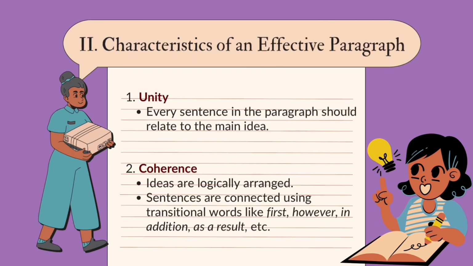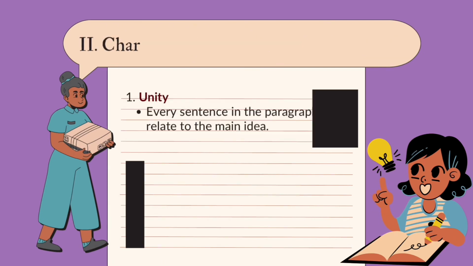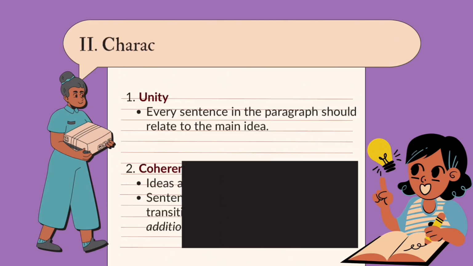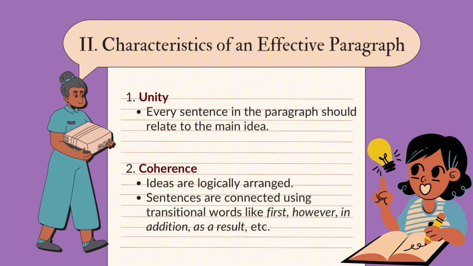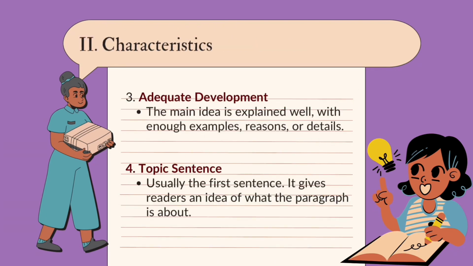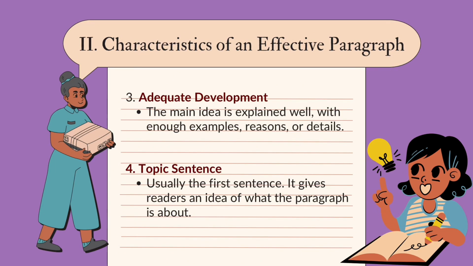Second is coherence. This means your ideas should flow smoothly and make sense. Use transitional words like first, next, however, in addition, and as a result. These are like bridges that help your reader move from one idea to the next without getting lost. Next up, adequate development. Don't just mention your main idea, explain it. Give details, examples, reasons, anything that helps your reader understand what you're saying. A single sentence isn't enough to make a full paragraph. Develop your thought.